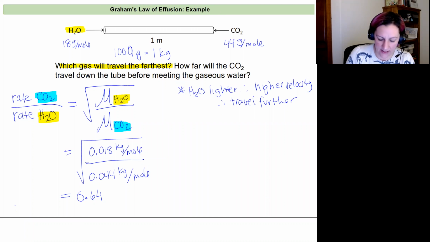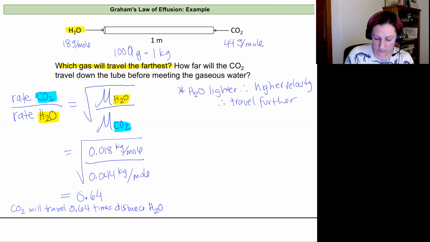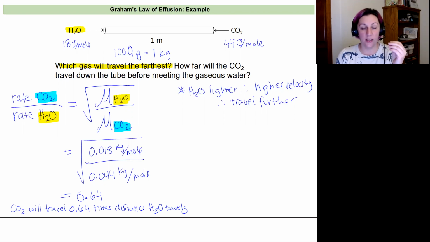So what this means is that CO2 will travel 0.64 times the distance H2O travels. The ratio value is going to be in the context of the one that's on the top. So we could think about this. Let's just look at it flipped.